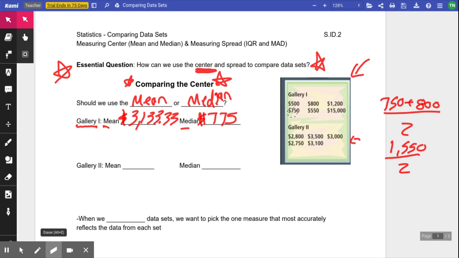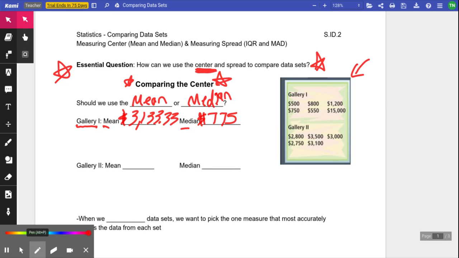So we need to look at Gallery 2 because what we're trying to figure out is which one of those is better for us if we're trying to make the most money. So let's look at Gallery 2. If I go to Gallery 2, okay, let's go ahead and rock a blue here. I want to figure out what's the mean there. So again, now I'm adding up these 5 paintings and dividing it by 5 because there's only 5 sold.